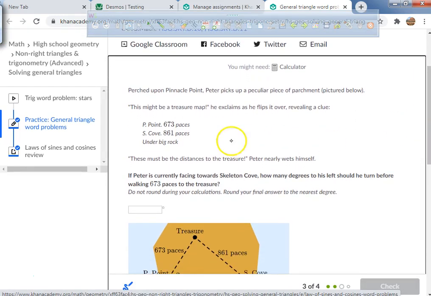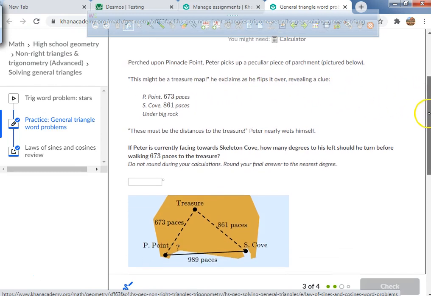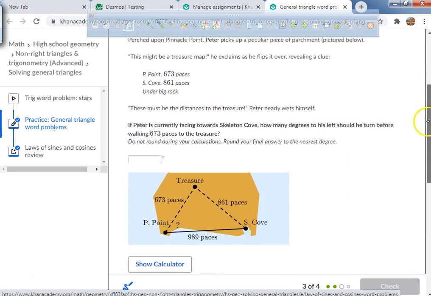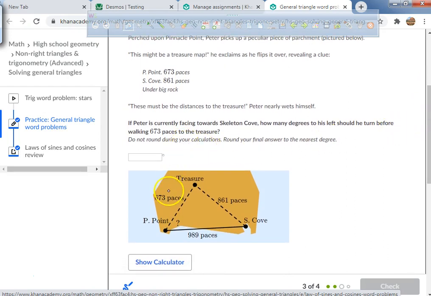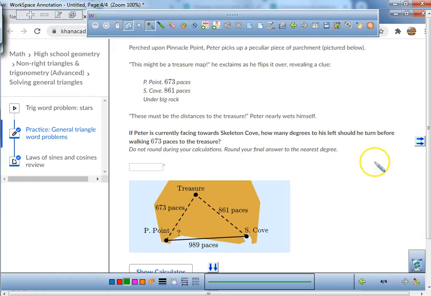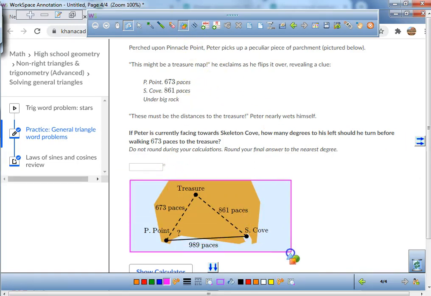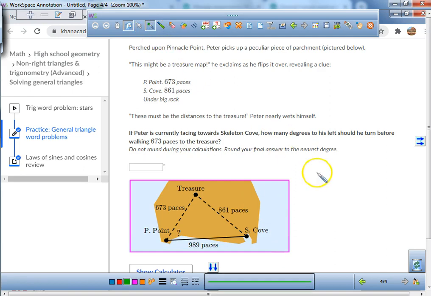It says, perched upon Pinnacle Point, Peter picks up a peculiar piece of parchment, pictured below. All right. This might be a treasure map, he exclaims as he flips it over, revealing a clue. So here we go. We have a clue right here. It looks like we have a side, and another side. So if we have a side and another side in this picture, which are we going to use? Side, side, side, right? We have three sides.